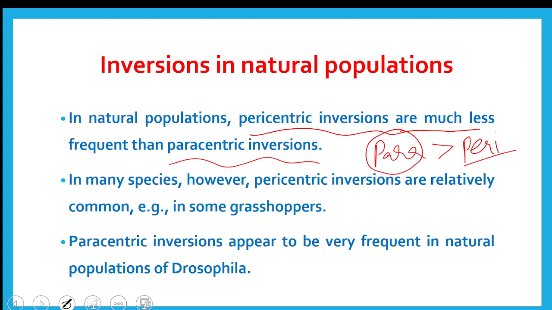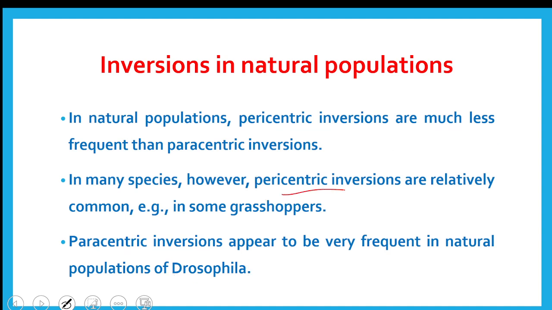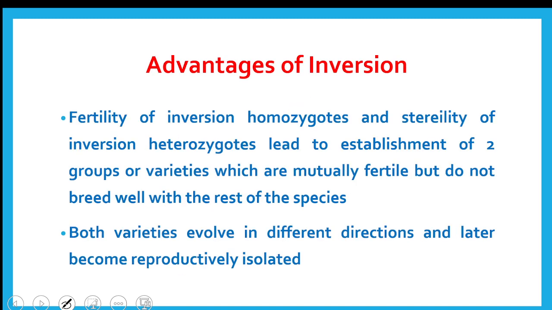In many species, however, pericentric inversions are relatively common. For example, grasshoppers. In grasshoppers, though paracentric in general are said to be more in number, pericentric inversions are more in number. Paracentric inversions appear to be very frequent in Drosophila. So in grasshoppers we see more pericentric inversions, in Drosophila more paracentric inversions, but in general, more paracentric than pericentric inversions.